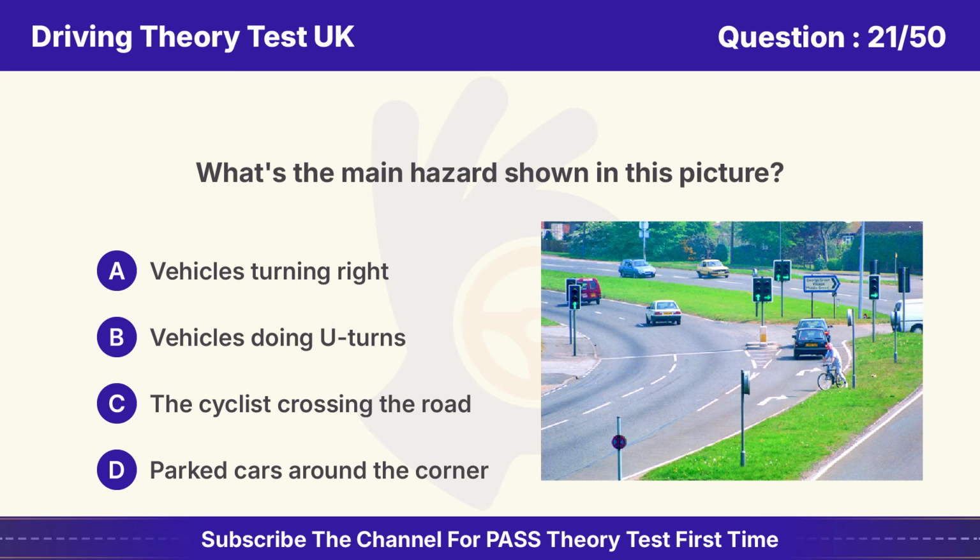Question 21. What's the main hazard shown in this picture? Option A. Vehicles turning right. B. Vehicles doing U-turns. C. The cyclist crossing the road. D. Parked cars around the corner.